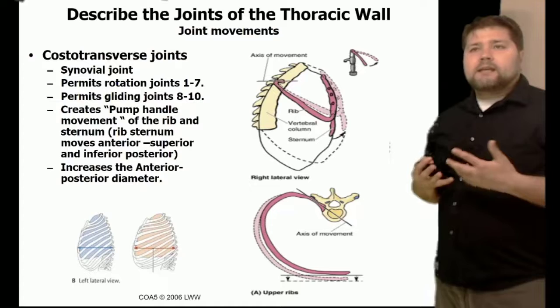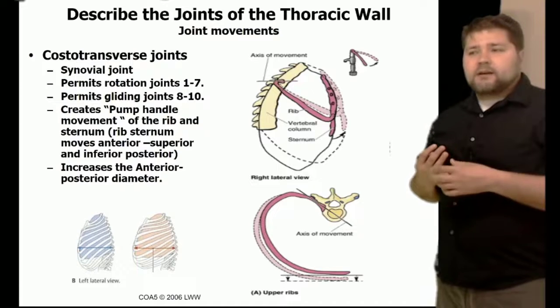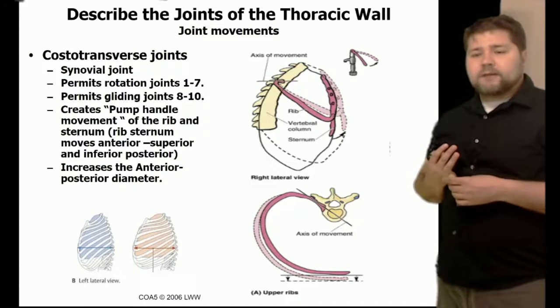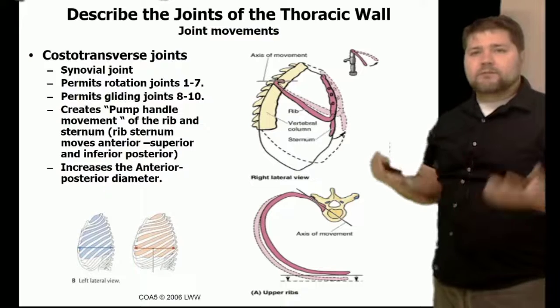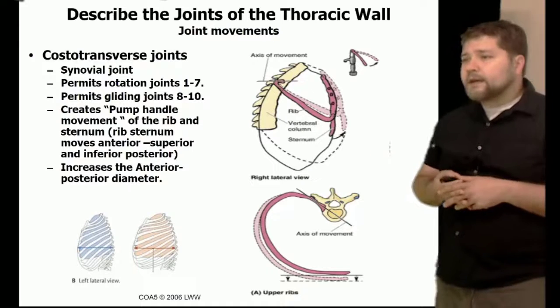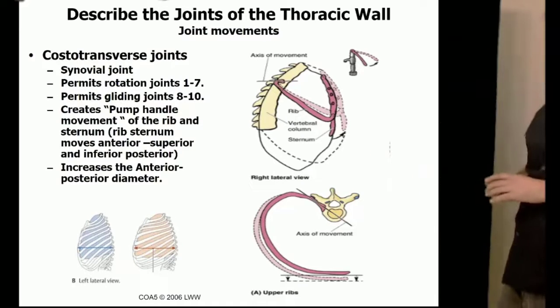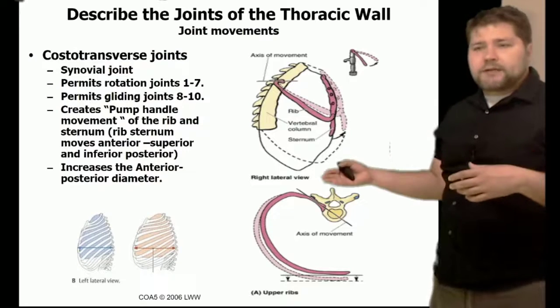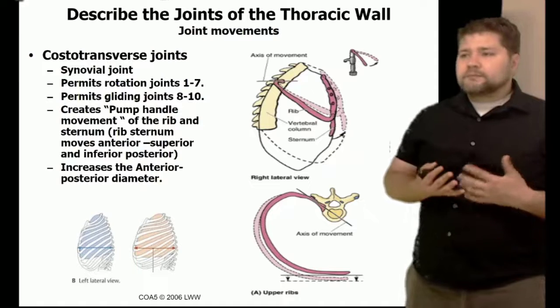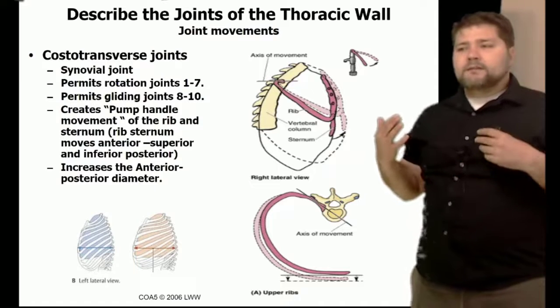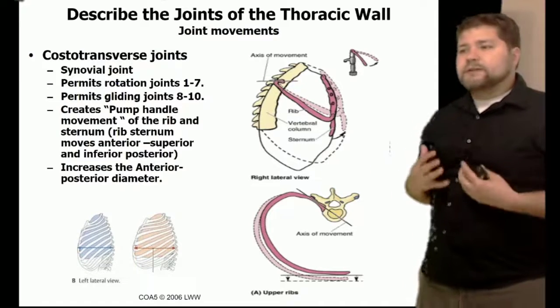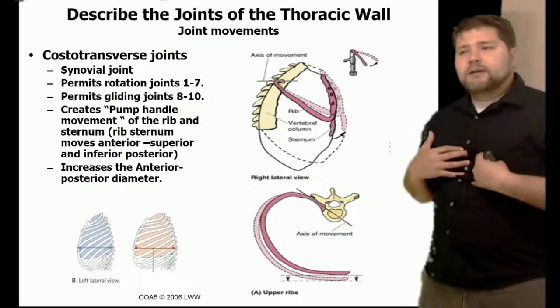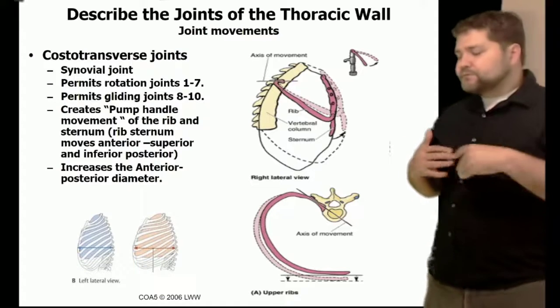So we need our costotransverse, our costovertebral, and our sternocostal joints to play a role. Okay, so the first thing we'll look at is our costotransverse joints. So that's going to be the one on the neck of the rib with our transverse process. And the way this works is we want there to be some sort of rotation. So the goal with this joint is to increase anterior and posterior diameter. So what does that mean?